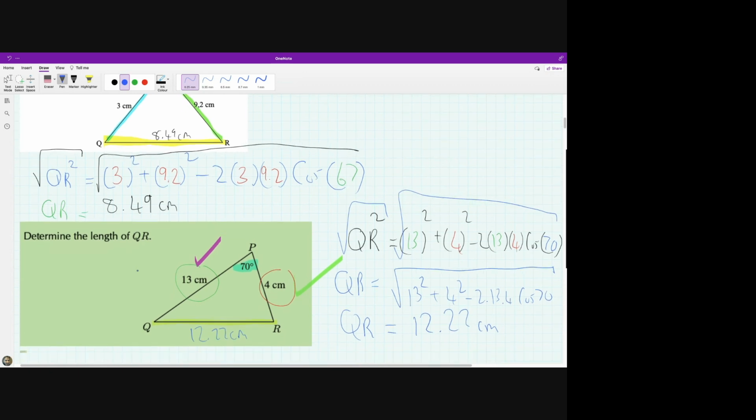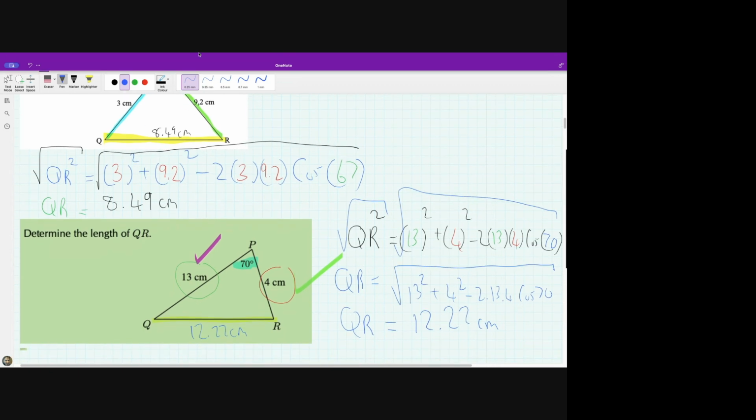Give me a score out of 10 for how well you are understanding the cos rule. 10 out of 10 if you understand how to use it perfectly, 0 if you have no clue, 5 if you sort of get it, but you probably need to improve. How are you feeling at the moment? Let the people's voice be heard.